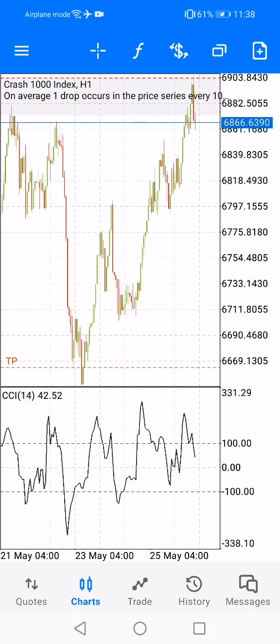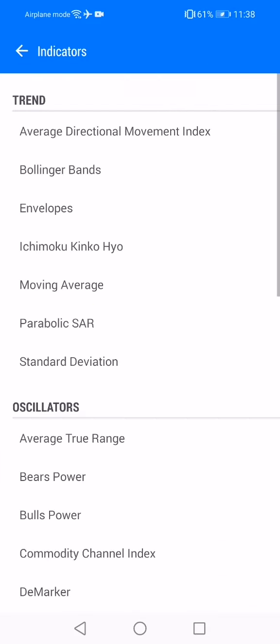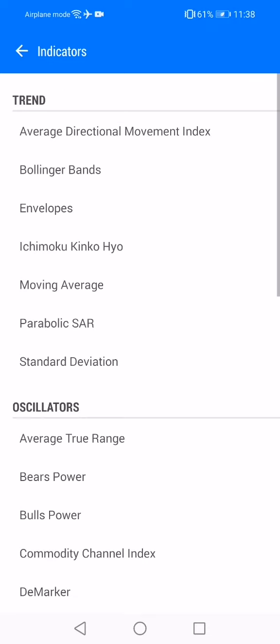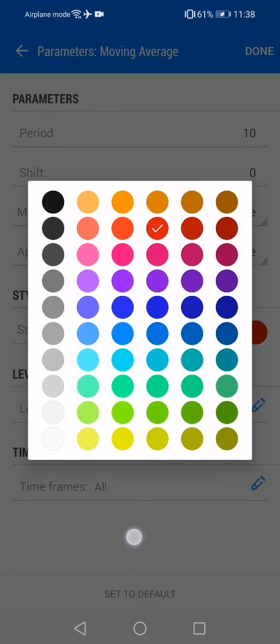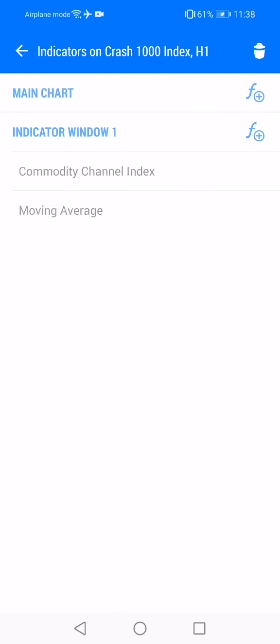Then we have this, you see, this is the CCI. Then we are going to add what? We are going to add the moving average. On indicator window 1, we are going to add the moving average, okay? Period is 10, shift is 0, method simple, apply to close, style 3 pixel. This color has to be different from the color of the CCI, okay? Remember, our CCI is black and our moving average is going to be red, okay? Then we are going to click done.